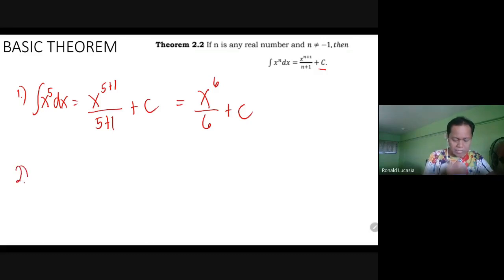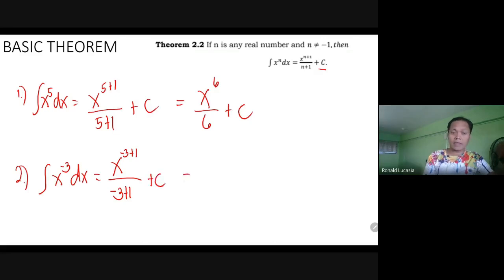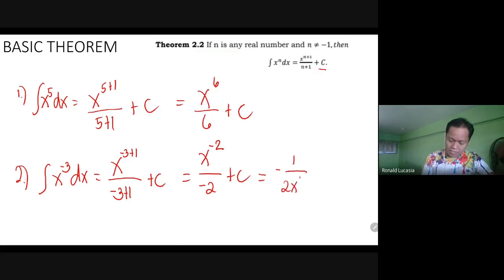Another example, using that, we have the integral of x raised to the power of negative 3 dx. That will be x raised to negative 3 plus 1 over negative 3 plus 1. And do not forget the plus c. So this will be x to the negative 2 over negative 2 plus c. But since a negative exponent is not preferred, this could further be simplified as negative 1 over 2x squared plus c. Just get the reciprocal of x raised to the power of negative 2.